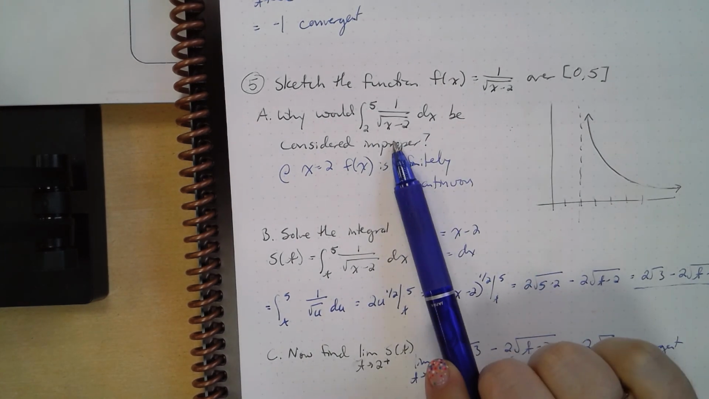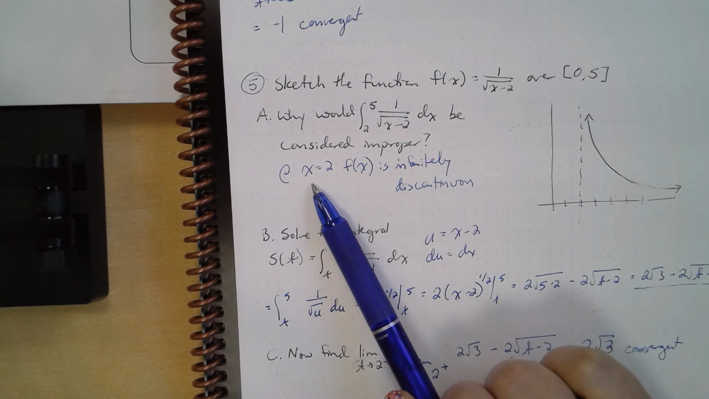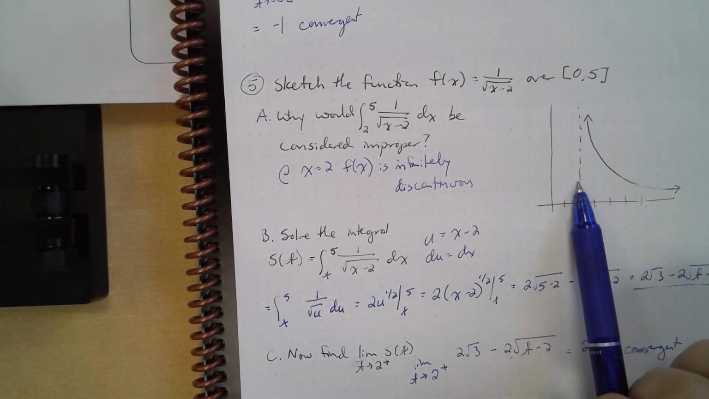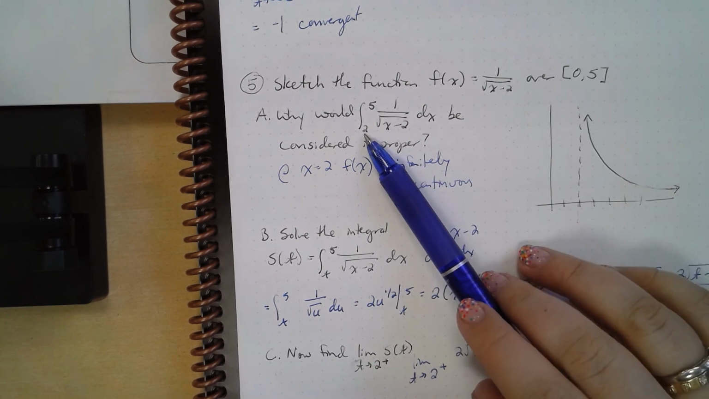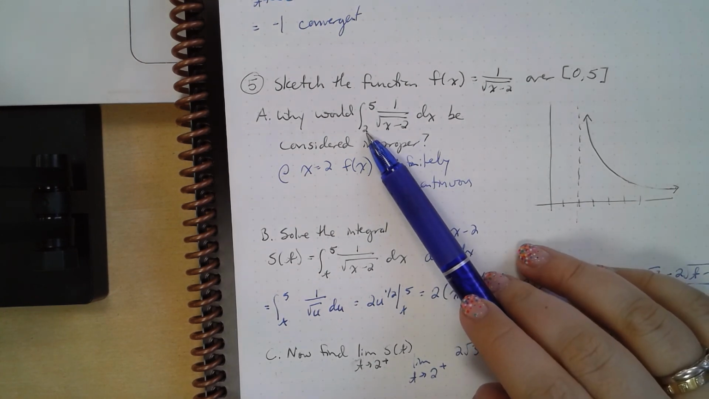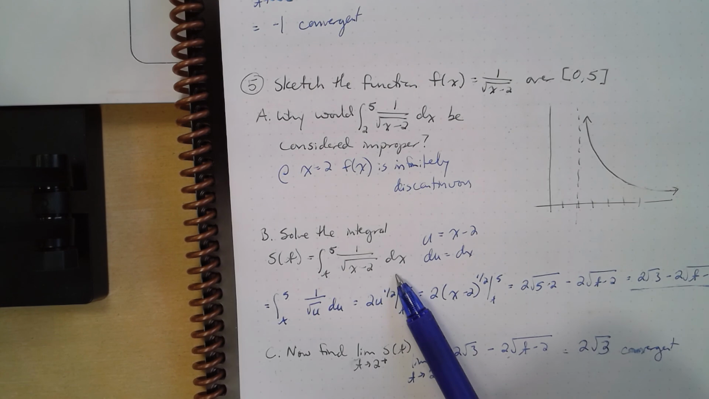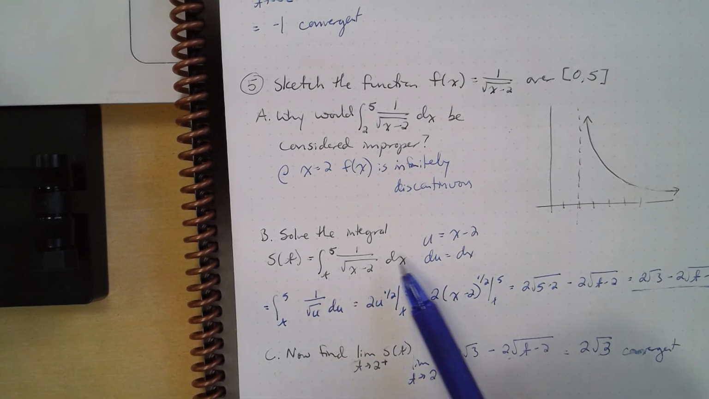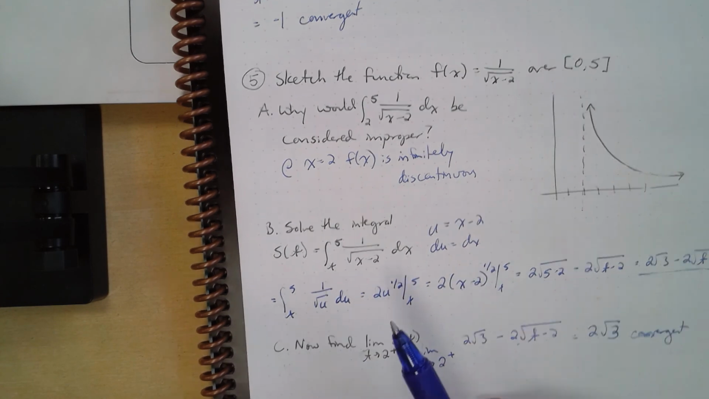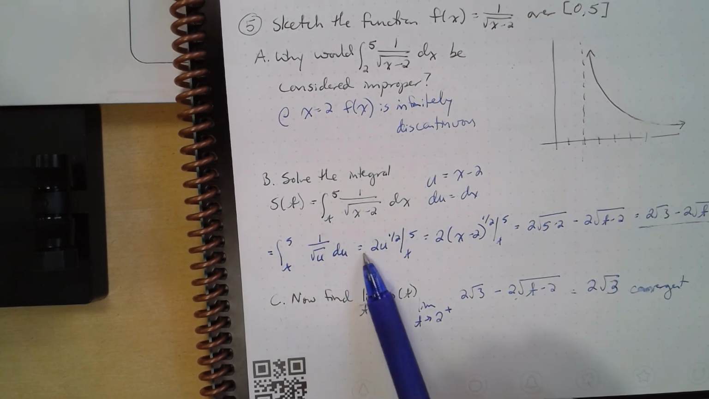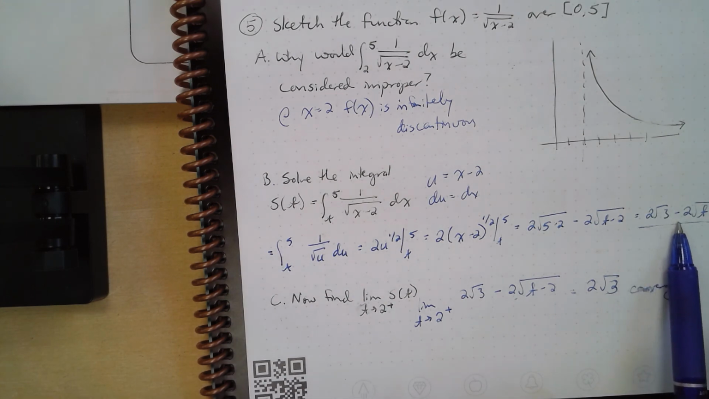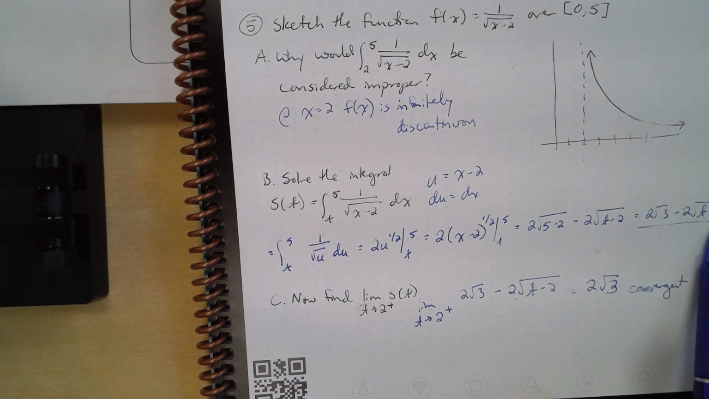Why would this be improper? Well, this would be improper because at x equals 2, there's this infinite discontinuity, right? We can never have x equal to 2, but 2 is within our boundaries of our integral. So if we want to solve this integral, we're going to substitute in t for 2. We're going to use u substitution, and we're going to end up getting, after our computation, 2 radical 3 minus 2 radical t minus 2.